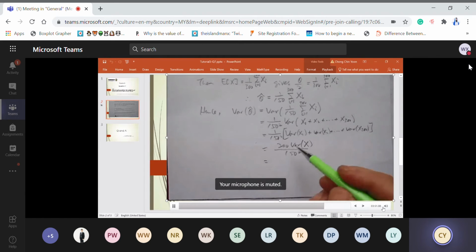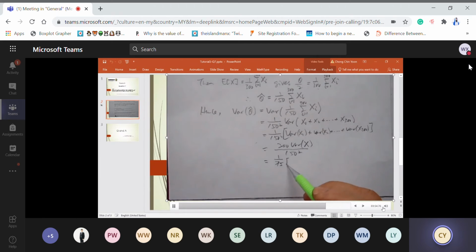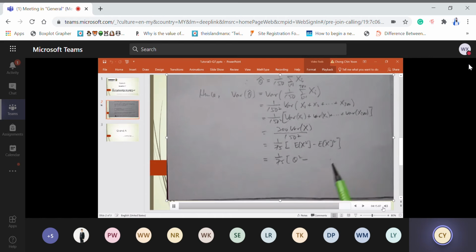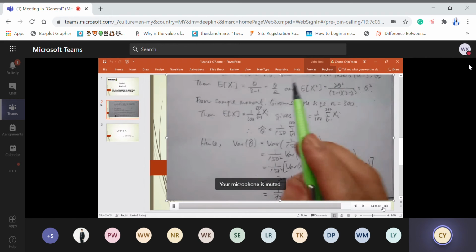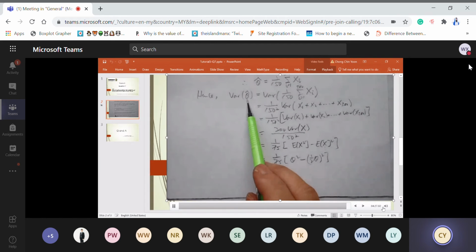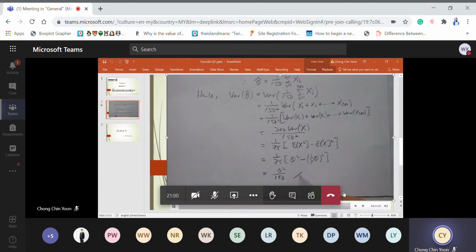So simplify this, it becomes 1 over 75, and this will give me the second raw moment minus the first raw moment squared. And this is equal to the second raw moment, which we have found to be 2 theta squared, and the first raw moment, which is half theta, squared. So we will get the variance of this estimate of theta, which is equal to theta squared divided by 100.